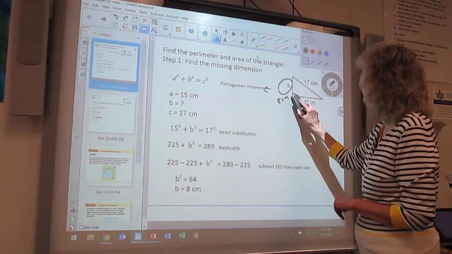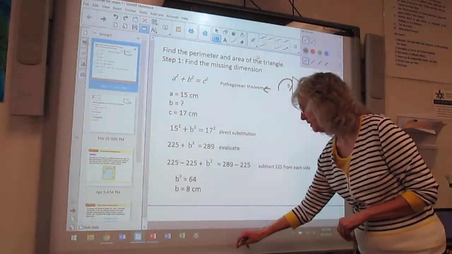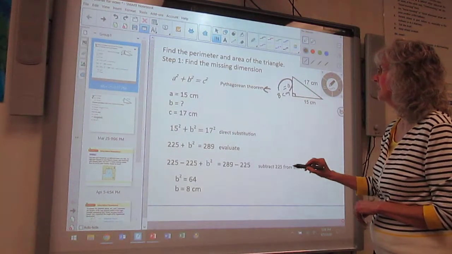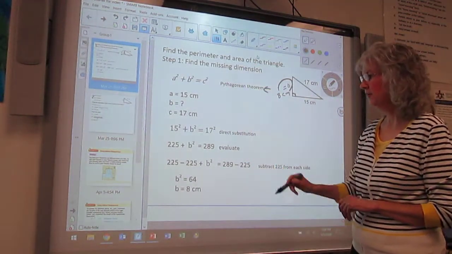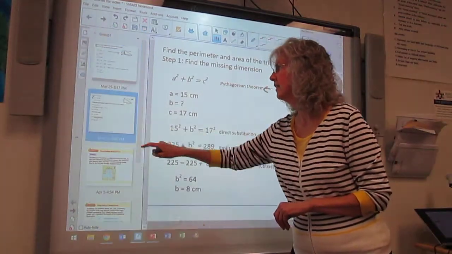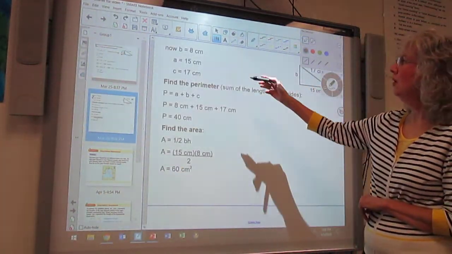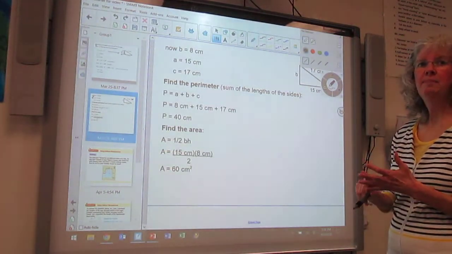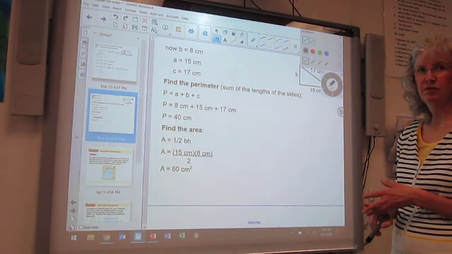can we now answer the question that was asked? Because that's not what was asked. The question that was asked is find the perimeter and area. Well, we now know that we have a height of 8 centimeters. So we now know a, b, and c, which are the 3 lengths of the triangle.